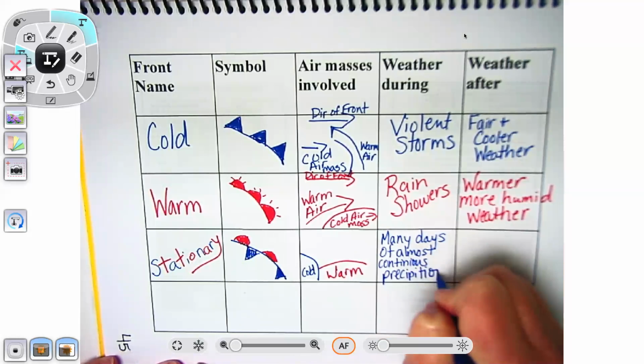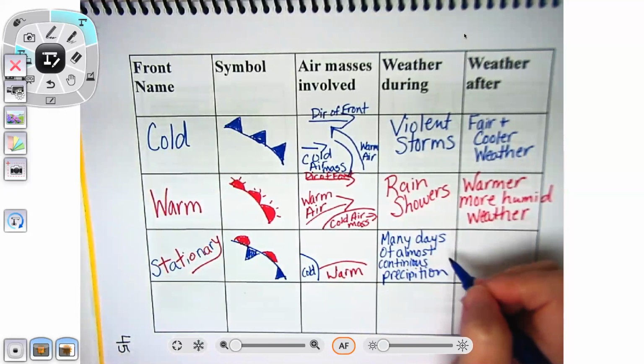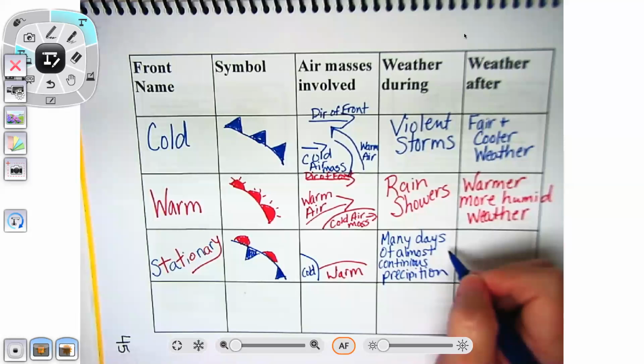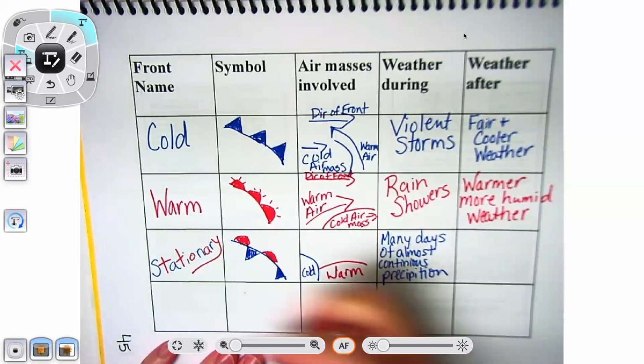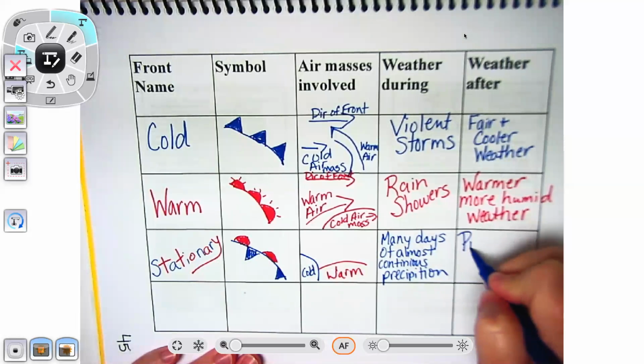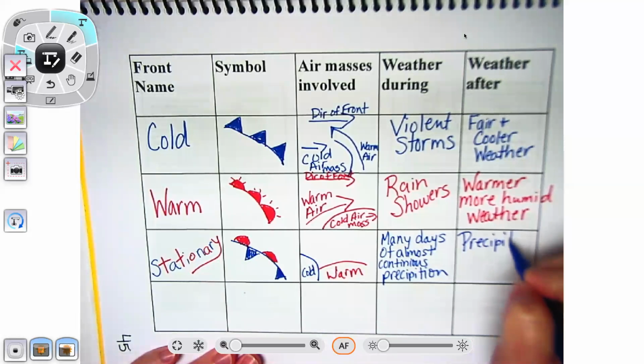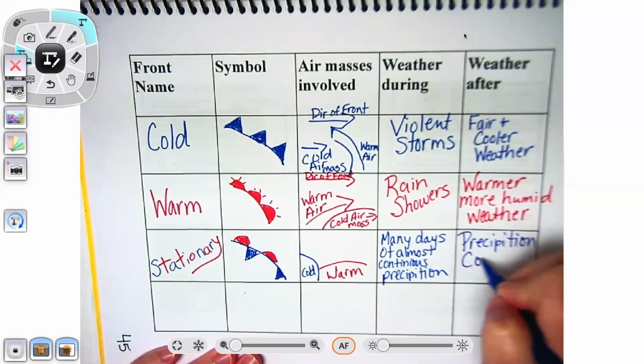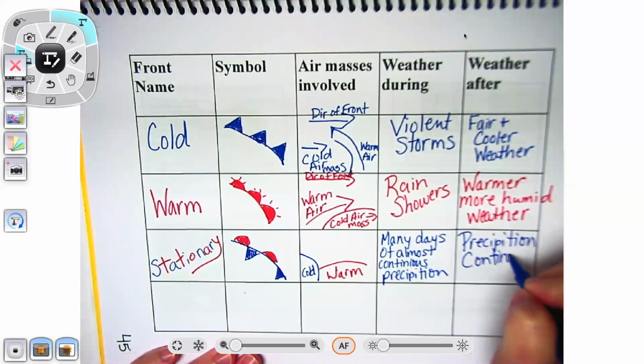Y'all know we live in Eastern North Carolina. We get those continuous precipitations. People, those weather fronts must like to fight here in Eastern North Carolina. That's all I've got to say. Now, after the stationary front goes through, precipitation usually continues. It's going to continue for a while.